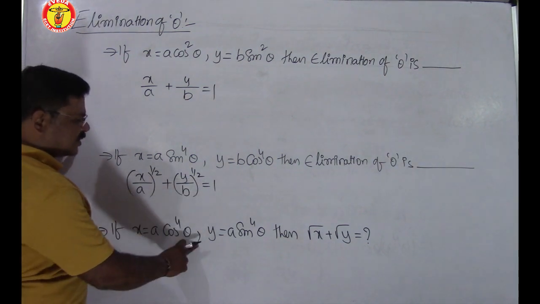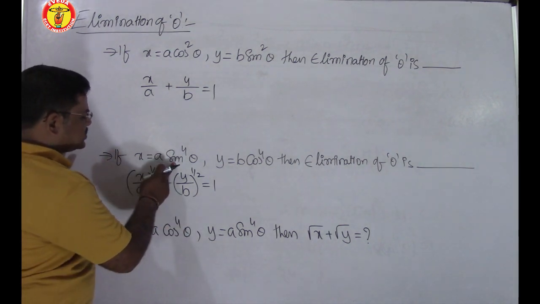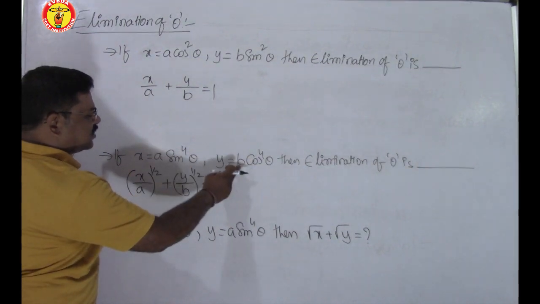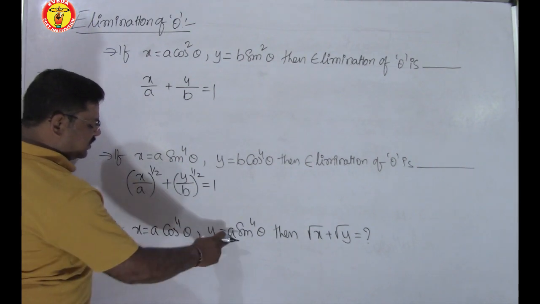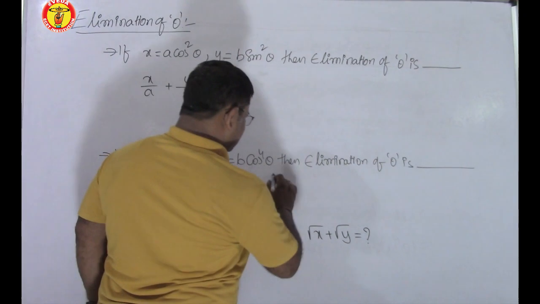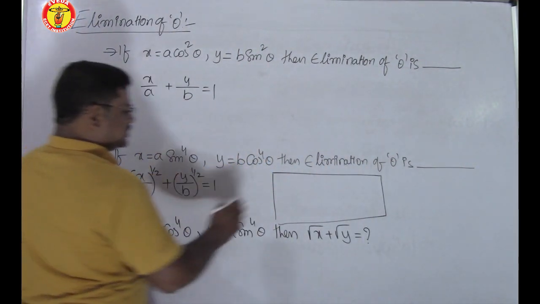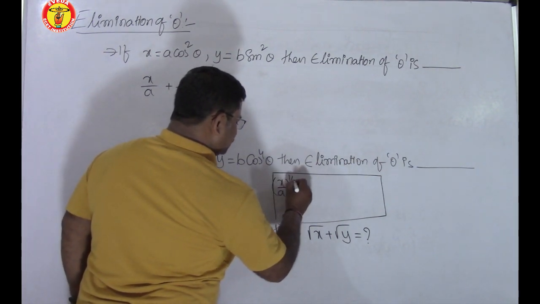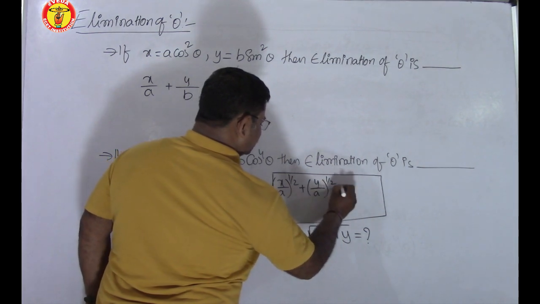Now coming to this problem, for sin power 4 theta the coefficient is a, and for cos power 4 theta the coefficient is b. But this is different. For both, the coefficient is a. So what do we have to write? Here I am writing this problem's answer. See here, this is x by a whole power 1 by 2 plus y by a whole power 1 by 2, which is equal to 1.